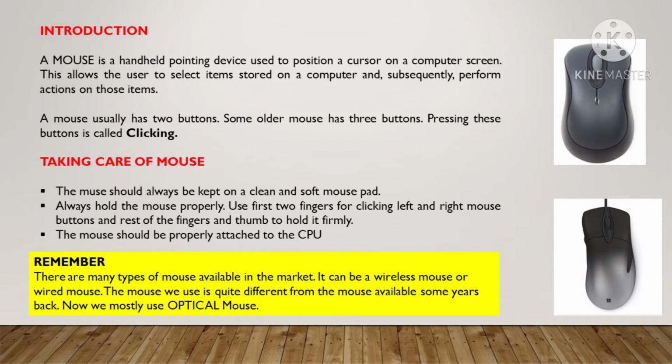A mouse usually has two buttons. Some older mouse has three buttons. Pressing these buttons is called clicking.